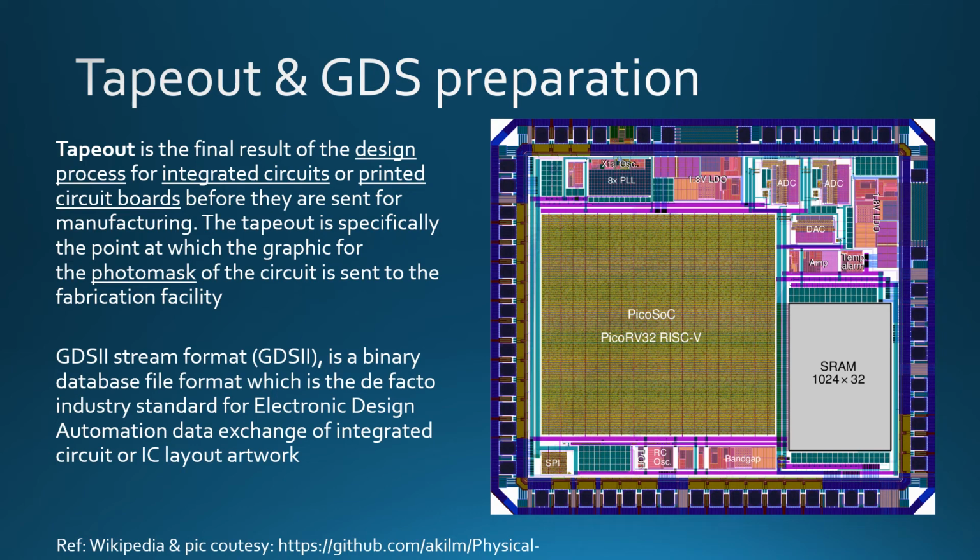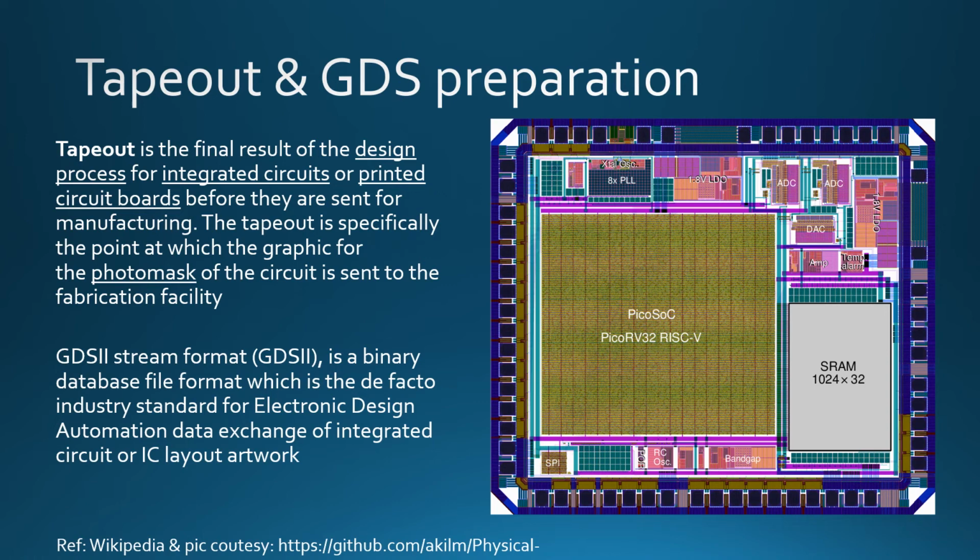Before we send the files for manufacturing, the tapeout is specifically the point at which the graphic information of the circuit is sent to a fabrication facility, and the format in which the tapeout file is sent is called GDS2, which is a binary database which is encrypted and contains all the information about the layout, including the layers, the properties, etc. It is an encrypted file which contains all the information of the layout, and this file is the one we will send to the fab for fabricating the IC.